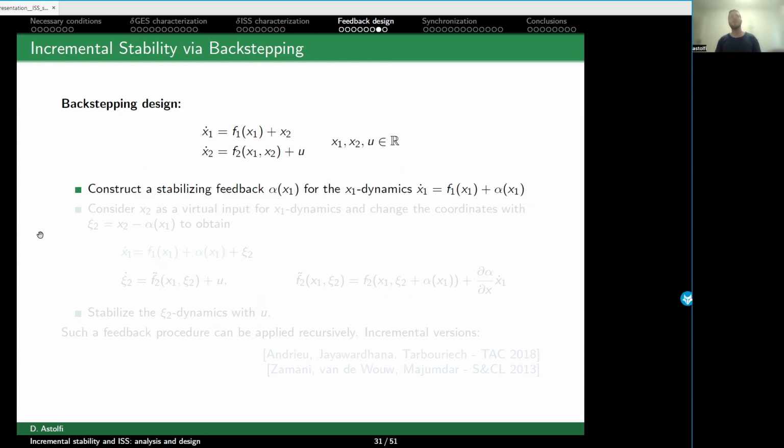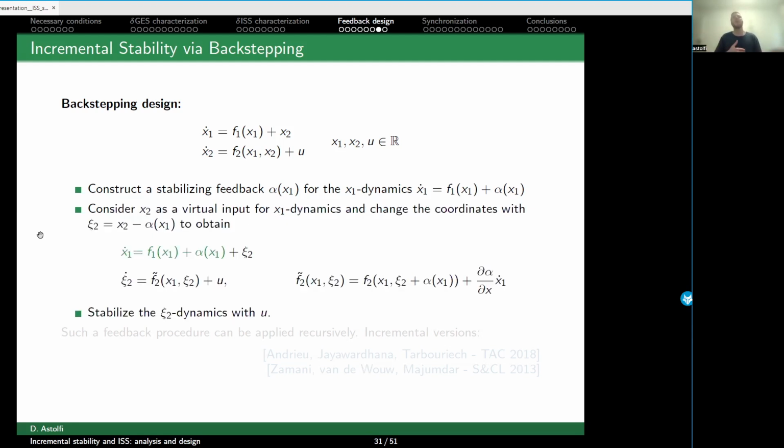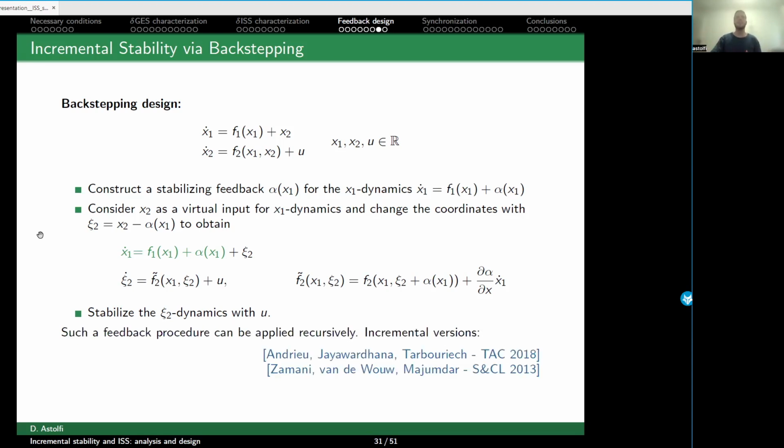So the typical approach to do backstepping when you have a cascade of two systems is the following one. You consider x2 as a virtual input for x1 after you know how to stabilize it. And you make a change of coordinates such that then you just have to stabilize the second dynamics. And such a feedback procedure can be applied recursively, and there exists an incremental version in the literature that tells you how to design a feedback to obtain incremental stabilization in closed loop with the extension of these ideas.